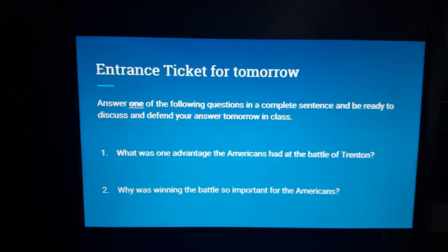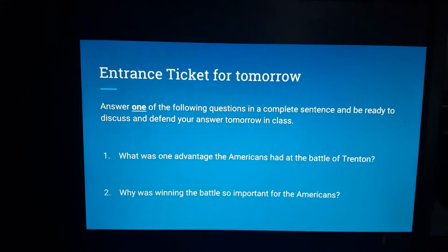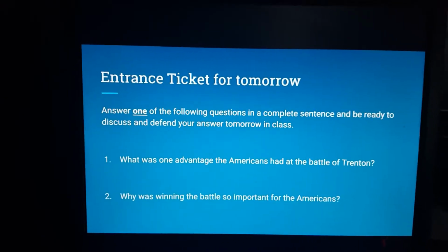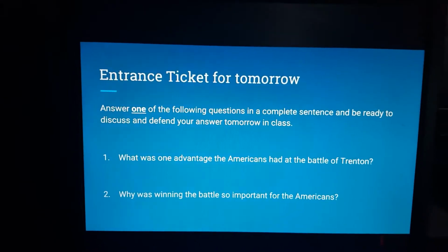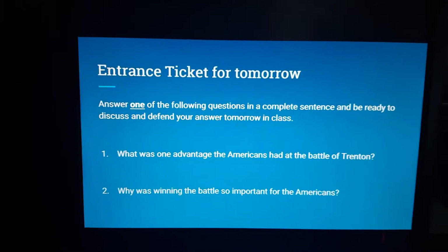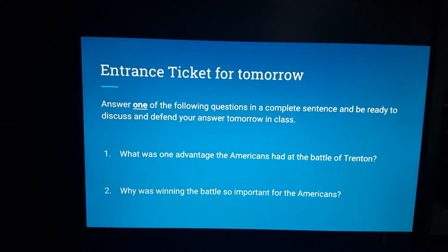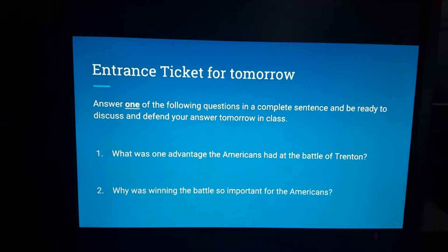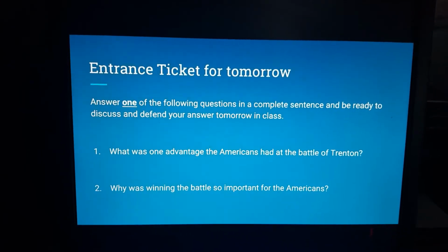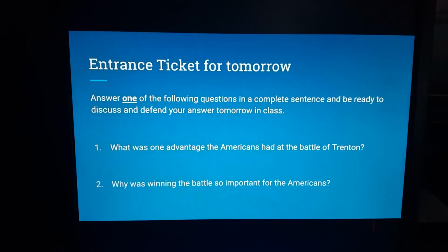So what I want you to think about for tomorrow, you're answering one of the following questions in a complete sentence, and be ready to discuss and defend your answer tomorrow. What do you think was one advantage the Americans had at the Battle of Trenton? And why was winning the battle so important for the Americans?